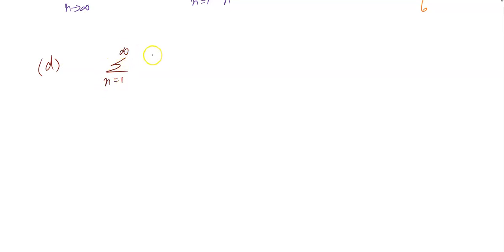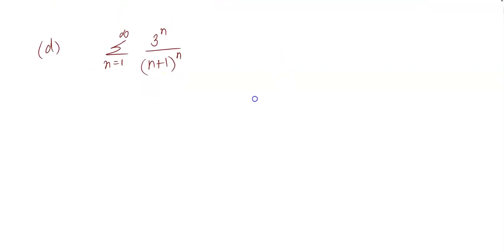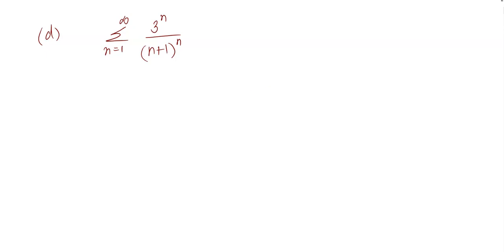Summation 1 to infinity 3 power n over n plus 1 power n. Okay, this is interesting because this has the power n up and the power n down. That's a very striking clue for us to use the root test. We couldn't use that previously, even though we saw the powers weren't the same up and down. But here the powers match, so you know that you could use the root test.